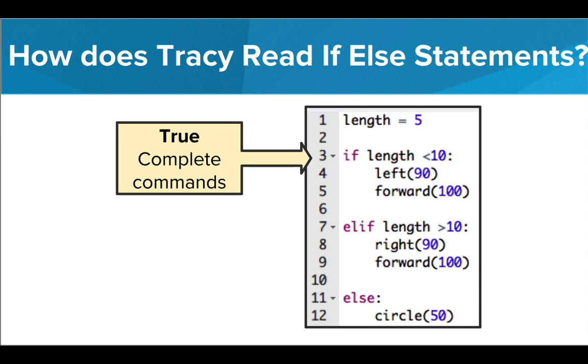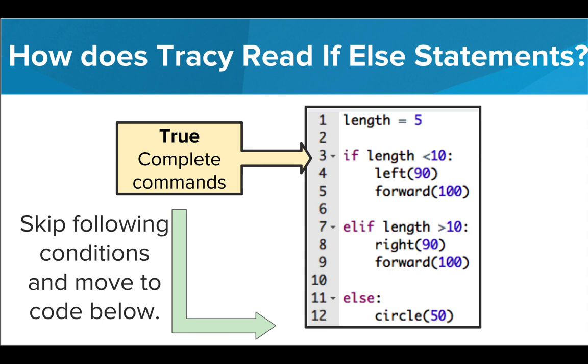Let's break down the different scenarios in this code. Our length variable has been set to 5. Tracy checks the first condition, which is length is less than 10, which is true. Tracy completes the commands indented beneath. Once these commands are completed, Tracy skips the other conditions and completes the code found below the if-else statement.